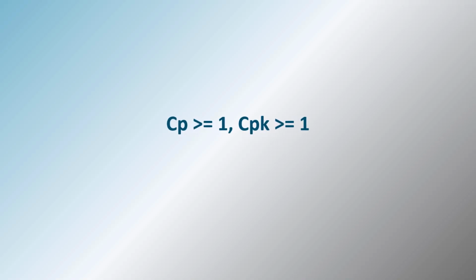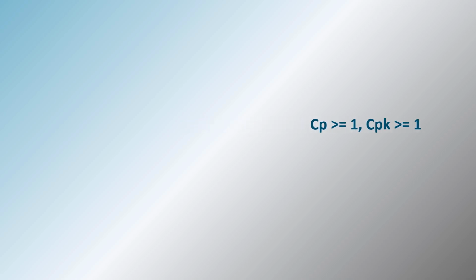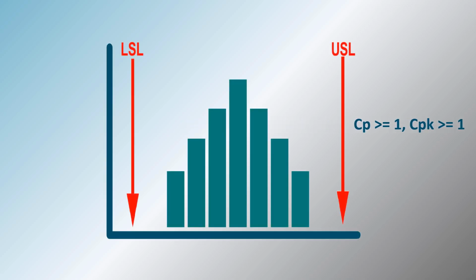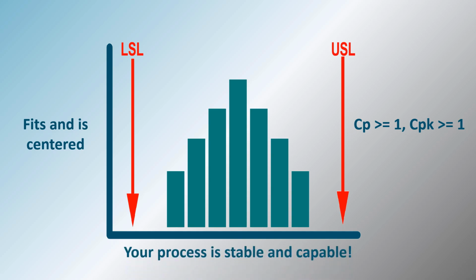If you have a CP value greater than or equal to 1, and a CPK value greater than or equal to 1, your histogram will be centered, and the data will fall within the upper and lower specification limits. Congratulations! You have a stable and capable process.